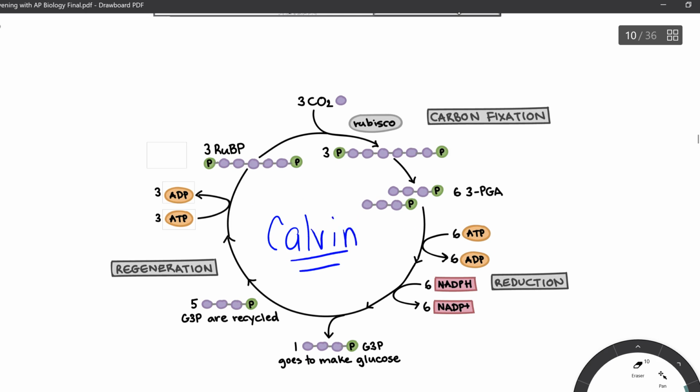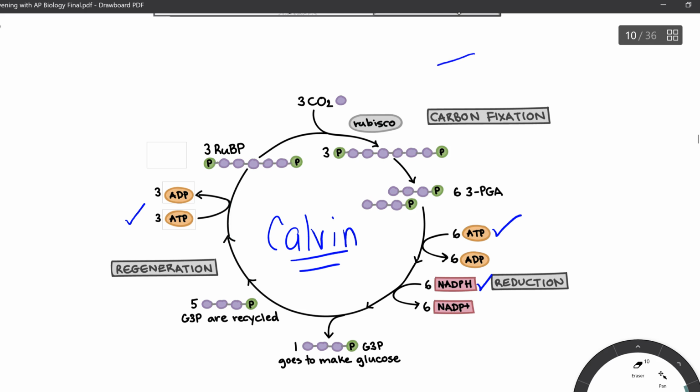There is, again, a lot going on here, and you do require some ATP. If you notice, you need 6 ATP here, and you need 3 ATP here. That's 9. You need 6 NADPHs. That means you do need more ATP than NADPH. That is why, once again, a plant may have to go through cyclic photophosphorylation.